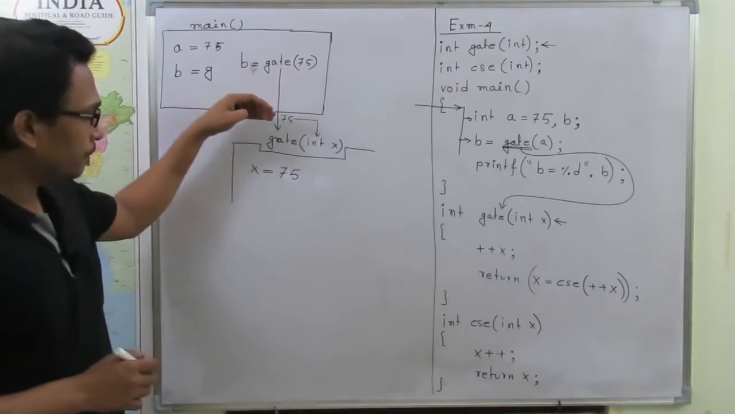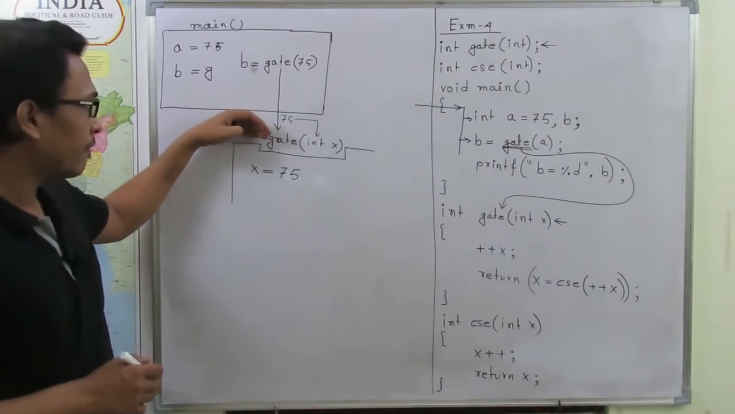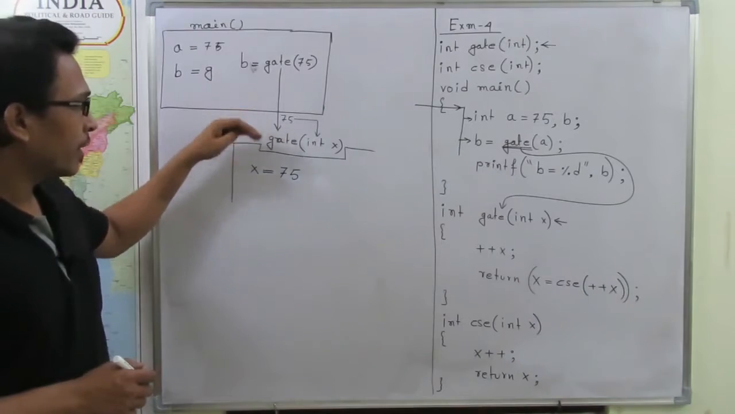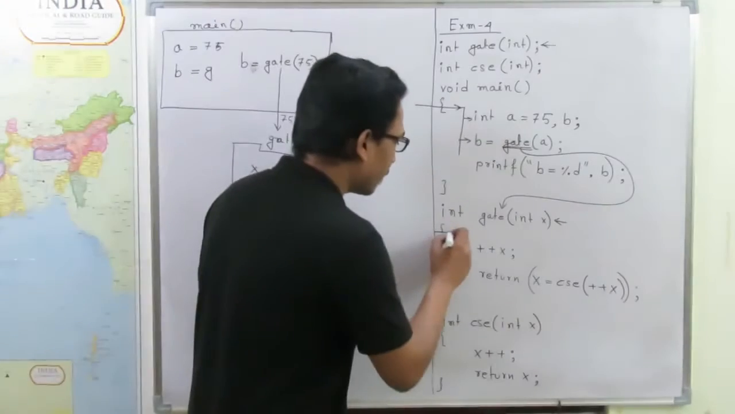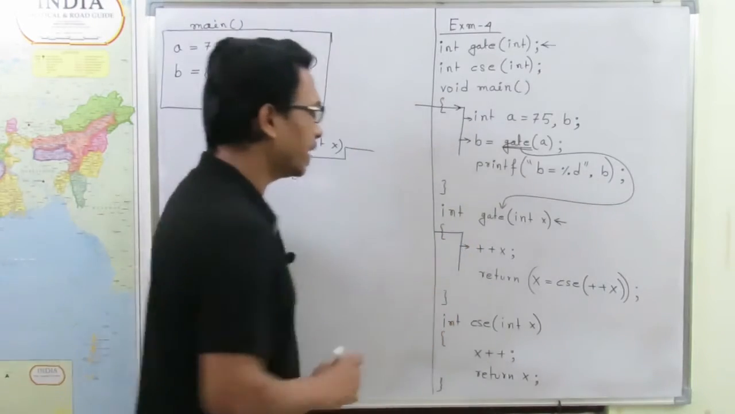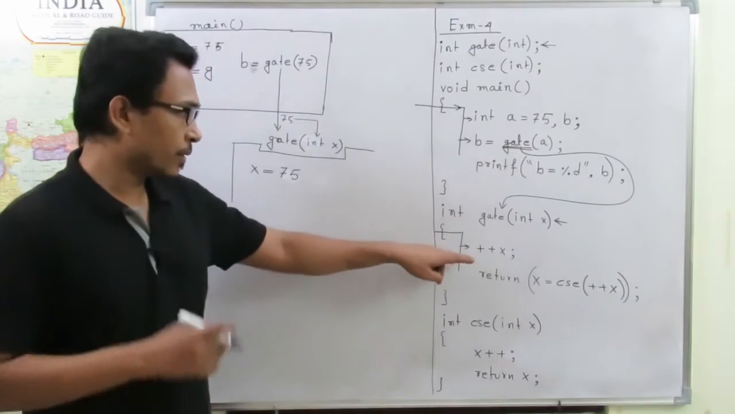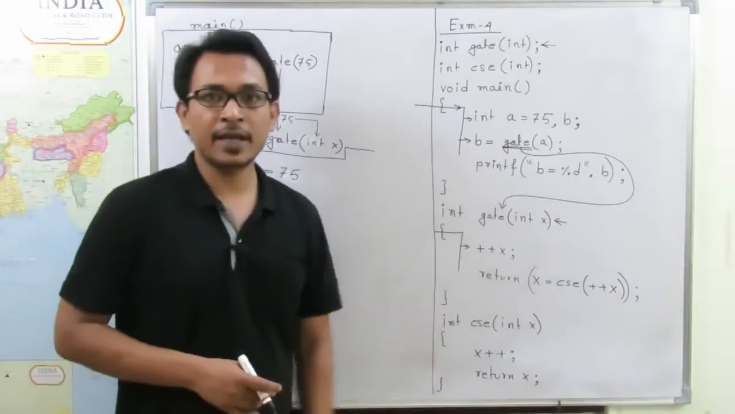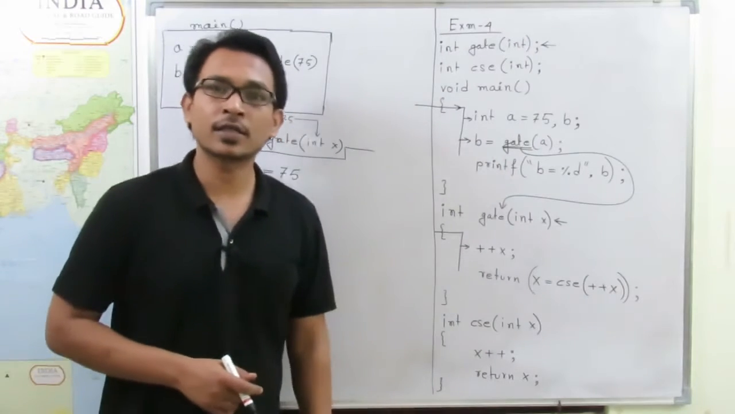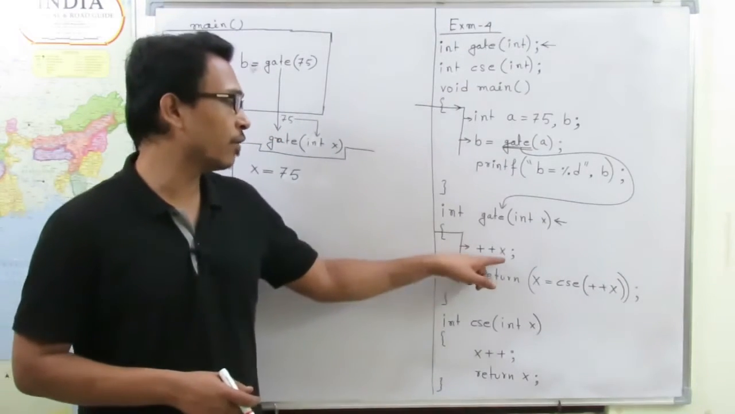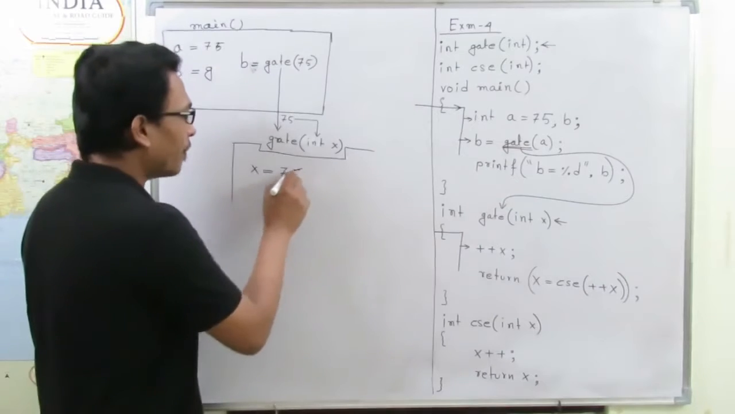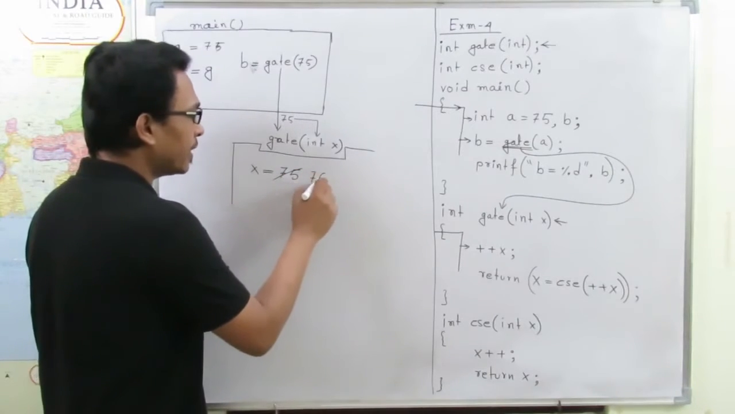Now control, after the get function receives the argument, enters inside the definition of the get function. Now look at here, it encounters one pre-increment operation. So what will the system do? The system will increment the value of x, so the value of x will become 76.